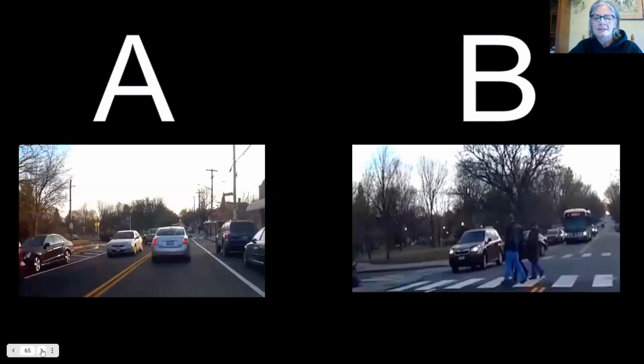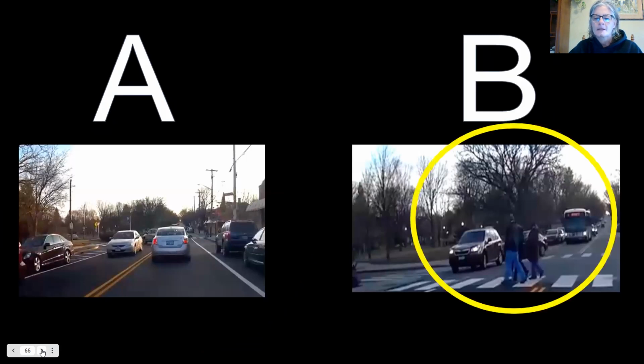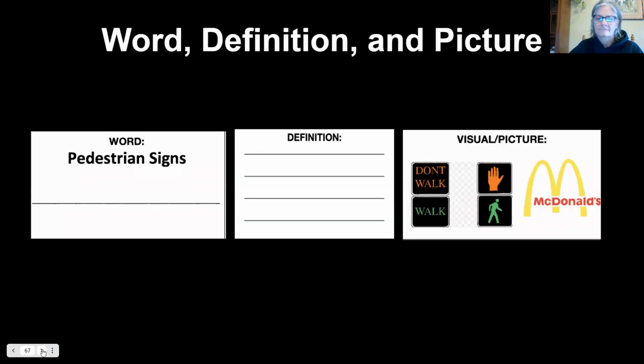Which one of these shows pedestrians? You said B, you would be correct. They're walking in a crosswalk, they're being safe.